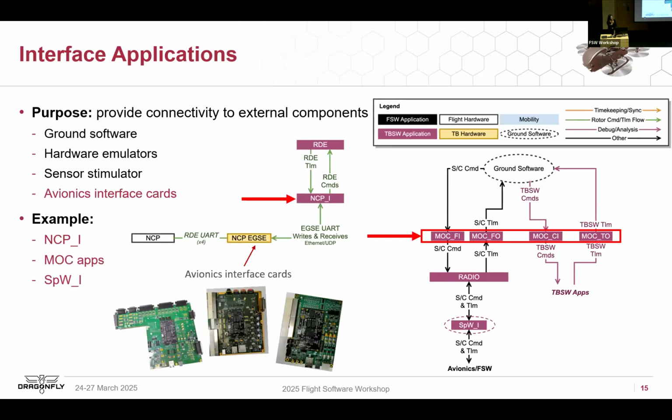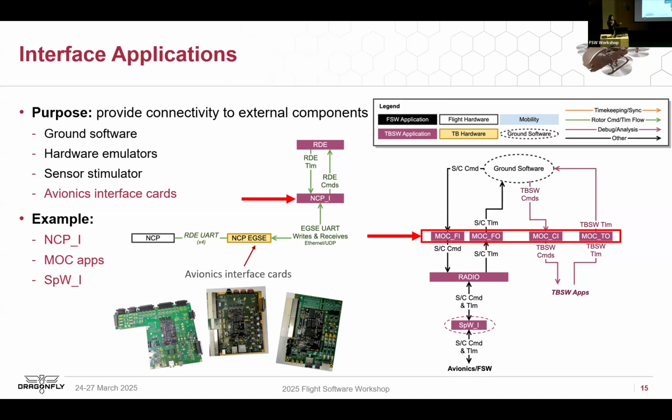Next, we have our interface applications. These provide connectivity to external components, whether it be ground software, hardware emulators, sensor stimulators, or avionics interface cards. For our first rotor spin, we had a few of these involved. We had our NCP interface that essentially talked to rotor drive electronics, which I'll explain later, getting the command and telemetry UART information into the NCP slice and off to flight software and avionics via this electrical ground support equipment, which I have some pictures of those cards there.